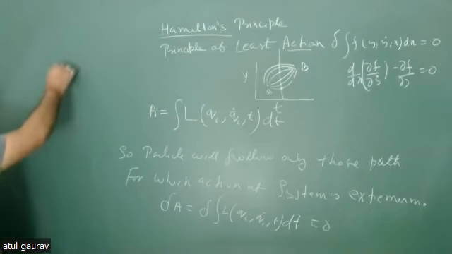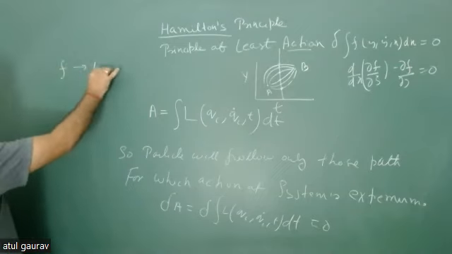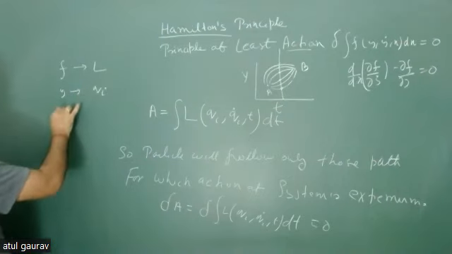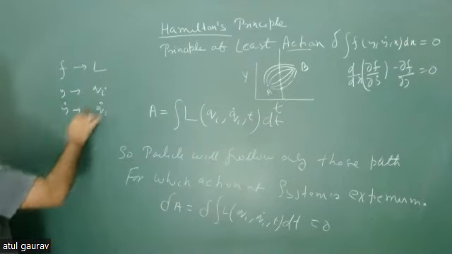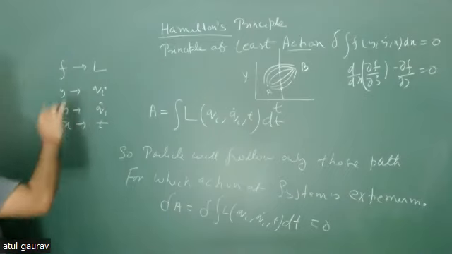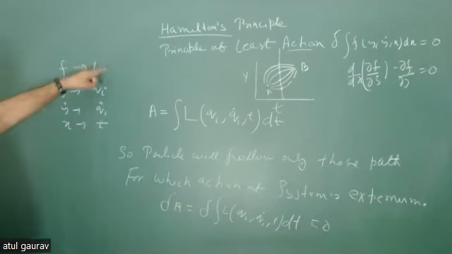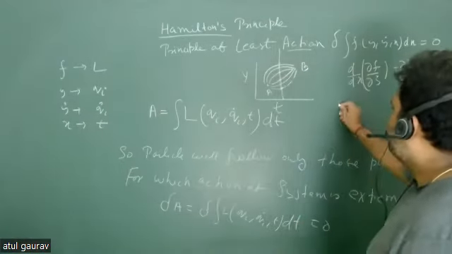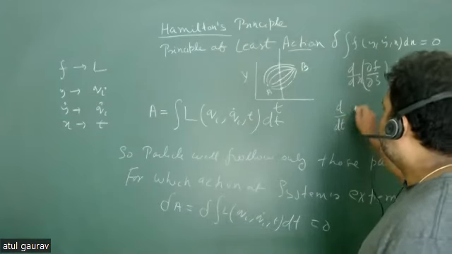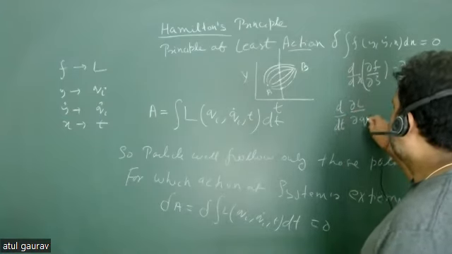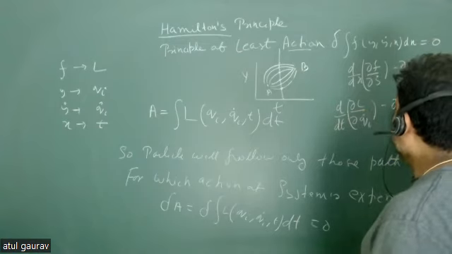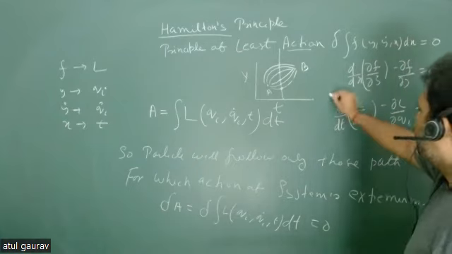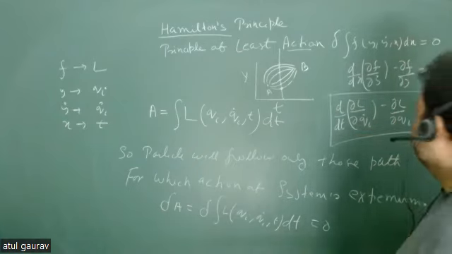So now you can compare f to L, y to qi, y dot to qi dot, x to t. Then this L will also follow the Euler-Lagrange equation. So this can be written as d/dt of del L/del qi dot minus del L/del qi must be equal to 0.